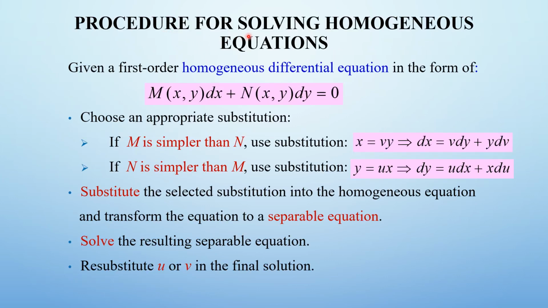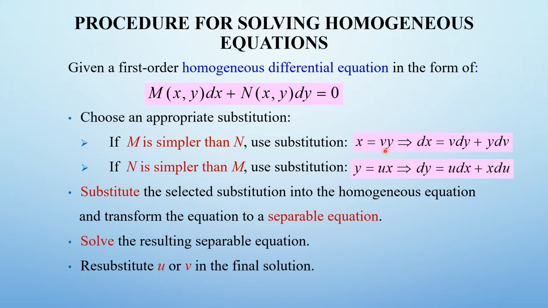Procedure for solving homogeneous equations. Given a first-order homogeneous differential equation in the form of M(x,y) dx + N(x,y) dy = 0, we want to solve this equation, so we choose an appropriate substitution. If M is simpler than N, then we use the substitution x = vy. In other words, we want to eliminate x in this given equation by replacing x with vy.